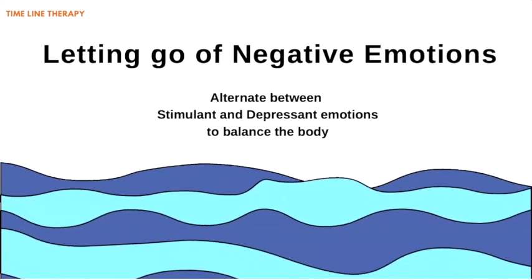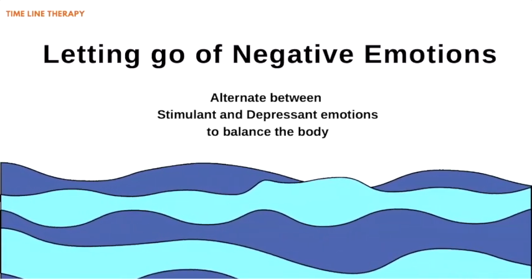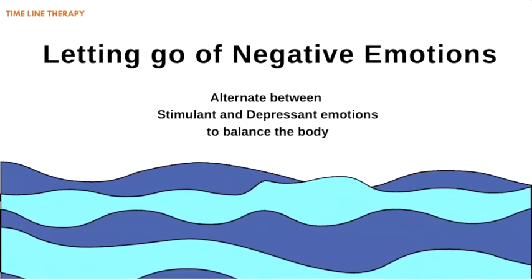Now, one note here, when we let go of negative emotions, we want to alternate between stimulant and depressant emotions. The reason why we want to alternate between stimulant and depressant emotions is to preserve the balance inside of the body. Now, the emotion of anger is a stimulant. So I want you to think about this for a moment. When you get angry, what happens? You tense up, don't you? Oh, you want to hit something. Anger is a stimulant emotion to the central nervous system.